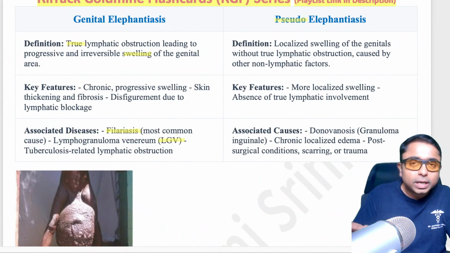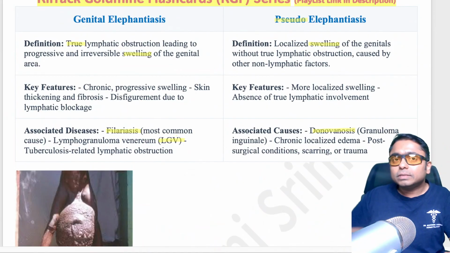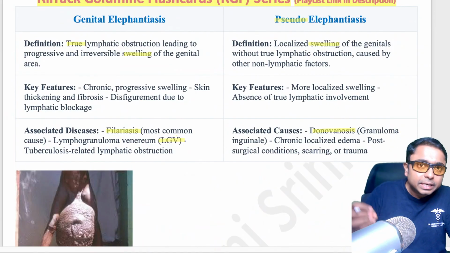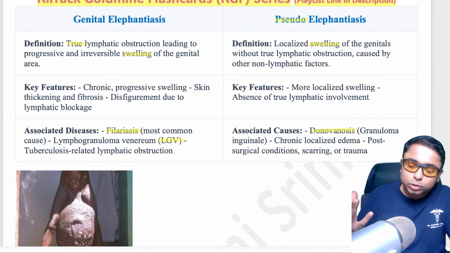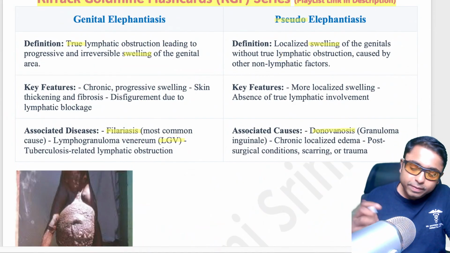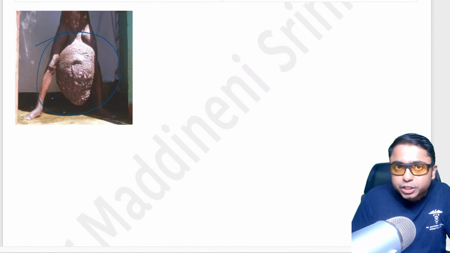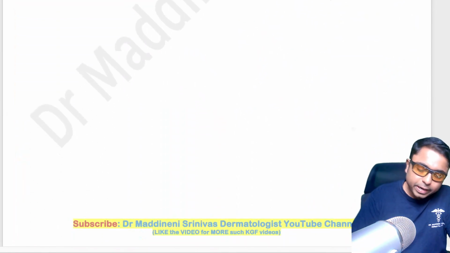Whereas in pseudo elephantiasis, which is seen in the donovanosis, so remember there is going to be localized swelling of the genitalia instead of the involvement of the lymph nodes or lymphatic obstruction. So this is referred to as pseudo elephantiasis. And here you are able to see in this picture a patient having genital elephantiasis.